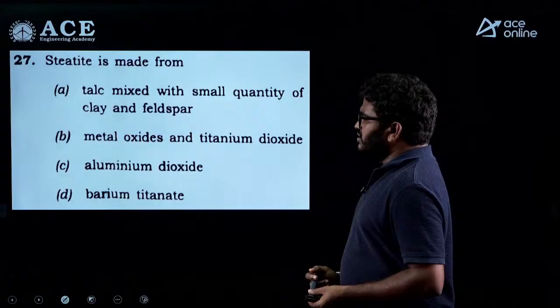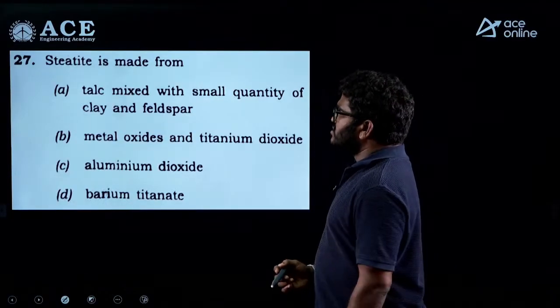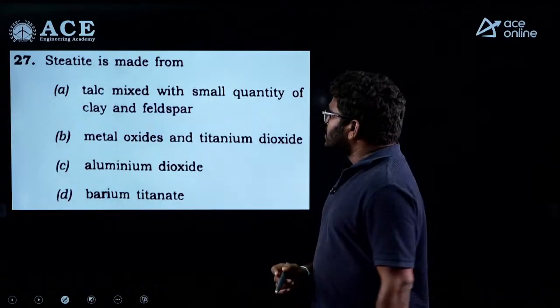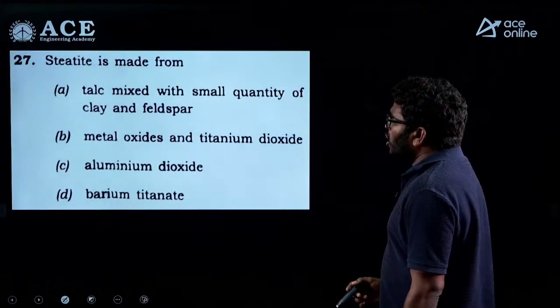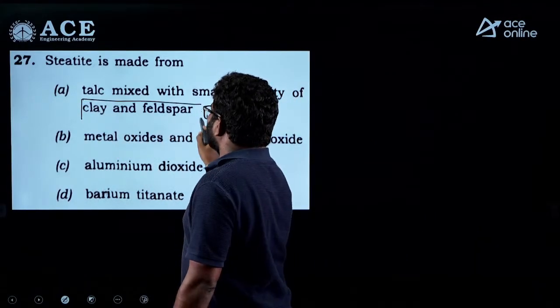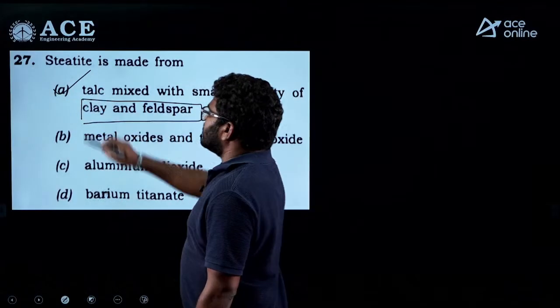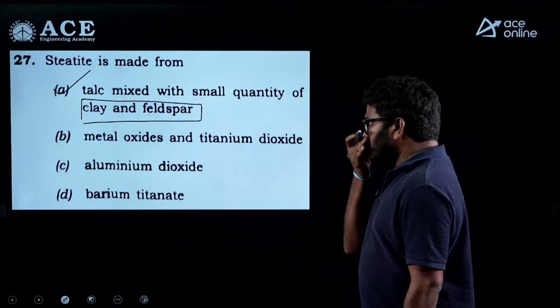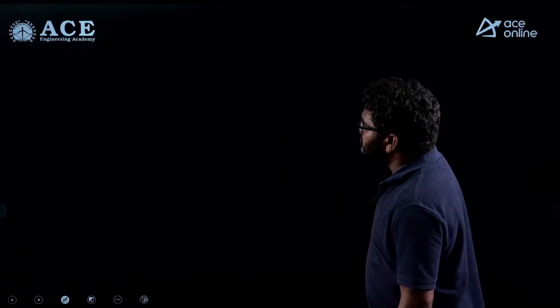Now, the next question is a completely theoretical question. Steatite is made up of? Steatite is made up of talc mixed with a small quantity of clay and feldspar. So, A is the correct answer for this question.